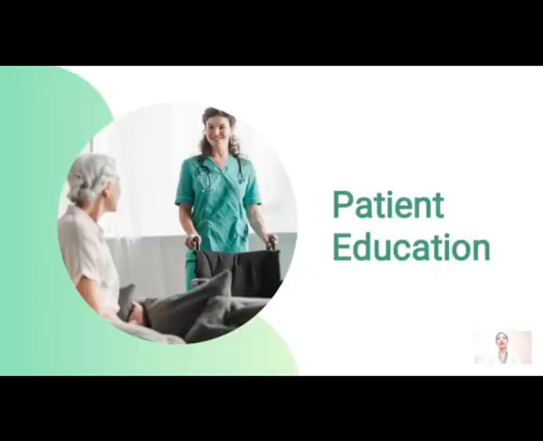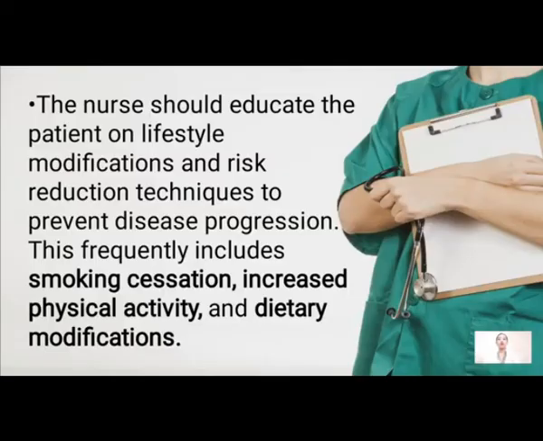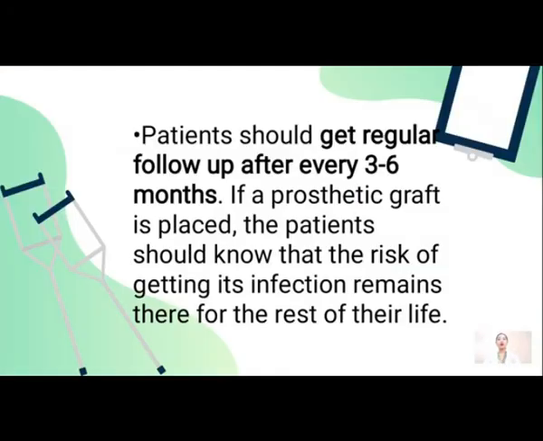Now for the patient education. So the nurse should educate the patient on lifestyle modifications and risk reduction techniques to prevent disease progression. This frequently includes smoking cessation, increased physical activity, and dietary modifications. Another is patients should get regular follow-up after every 3 to 6 months. If a prosthetic graft is placed, the patients should know that the risk of getting its infection remains there for the rest of their life.